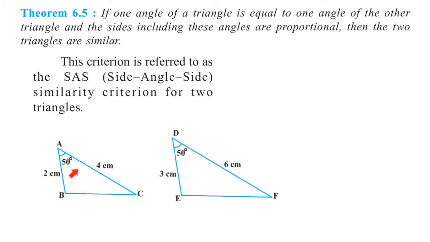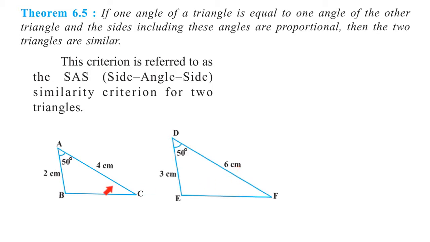We know one angle of the two triangles is equal, and the sides that include this angle. What is the corresponding side of 2 centimeters over here? 3 centimeters. And for 4 centimeters, the corresponding side is 6 centimeters. Are they in proportion? Yes, because 2 over 3 is equal to 4 over 6. When you simplify 4 over 6, it will be 2 over 3. So they are in proportion.